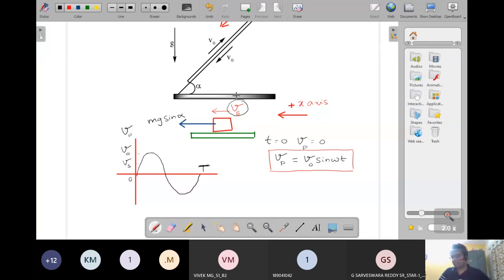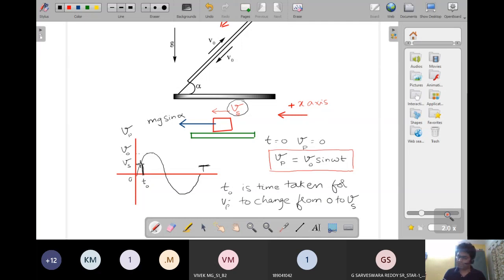So let's try to analyze how the motion of the block will be during this steady motion. I'll mark a point here on the graph, on this part. Let's say I mark it as some small t naught. So what does t naught mean? T naught is the time taken for the velocity of the plank to change from 0 to Vs. So 0 to Vs is the time taken.